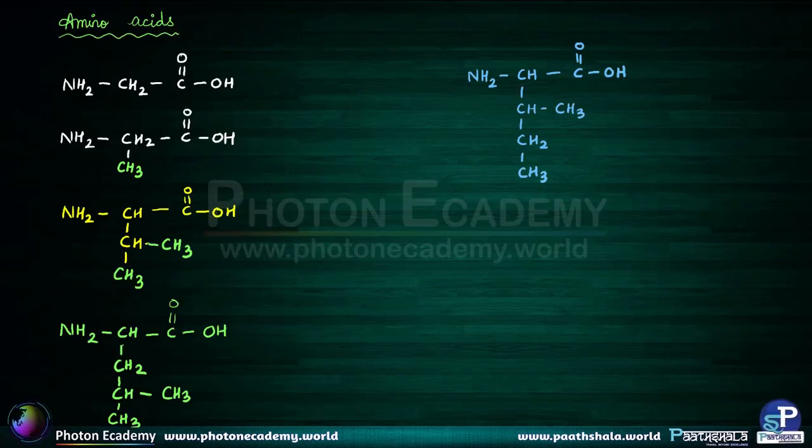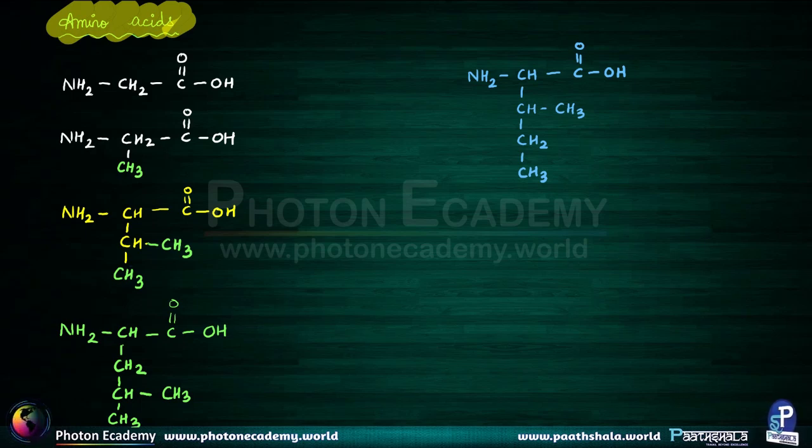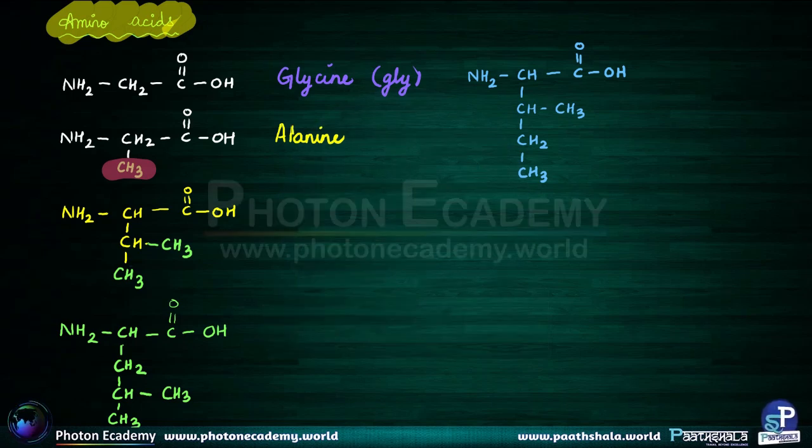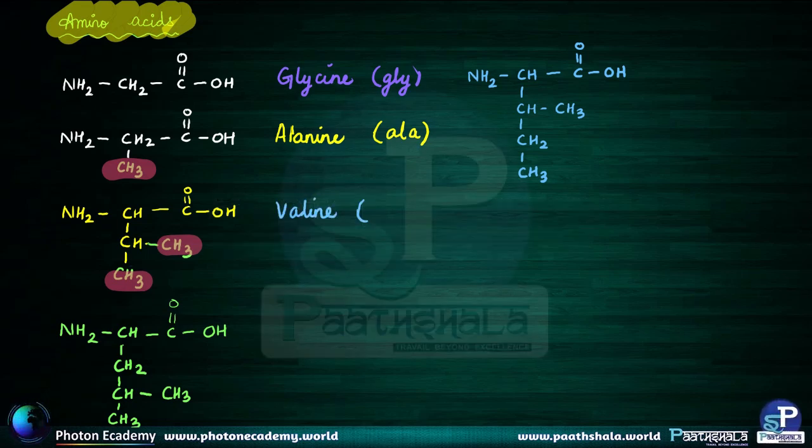Now, moving on to the next part, we have some amino acids over here, and we have to learn the names so that we keep them in mind. The first one, the basic one, is glycine, and it is represented by GLY. Moving on, we have an addition of a CH3 group, and when this gets added, we call it alanine, represented by ALA. The next one has more additions to it, and this is known as valine, represented by VAL.